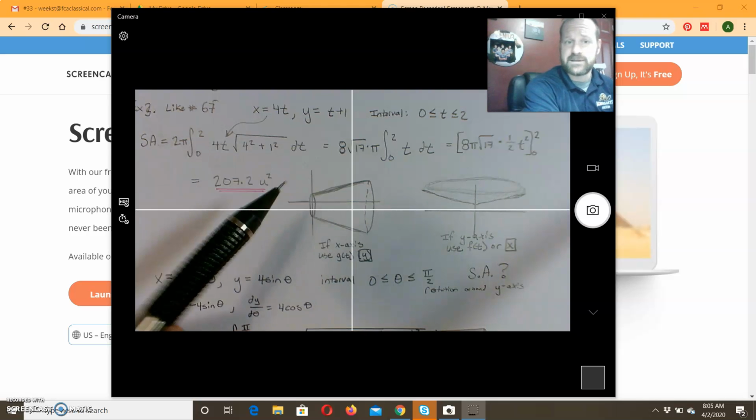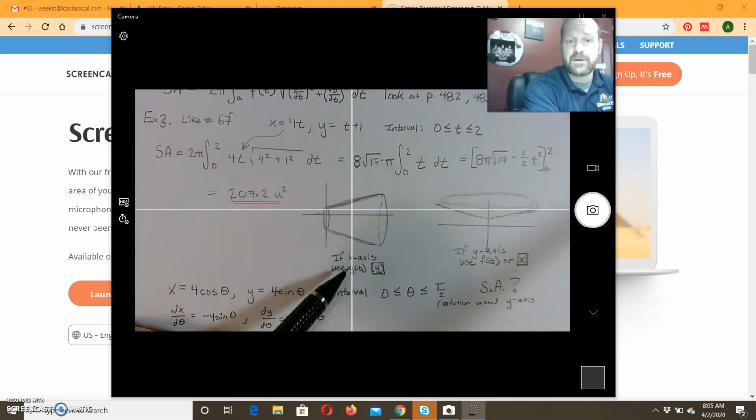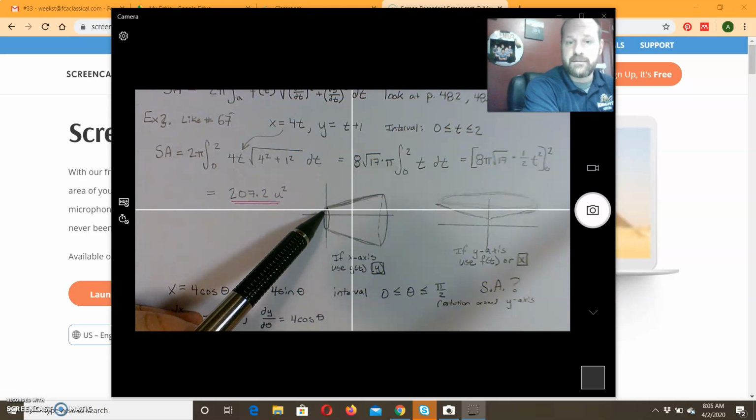Okay, I did mess up. So again, think about this rotation around the x-axis, you use y. You're multiplying by y. Okay, think that maybe.